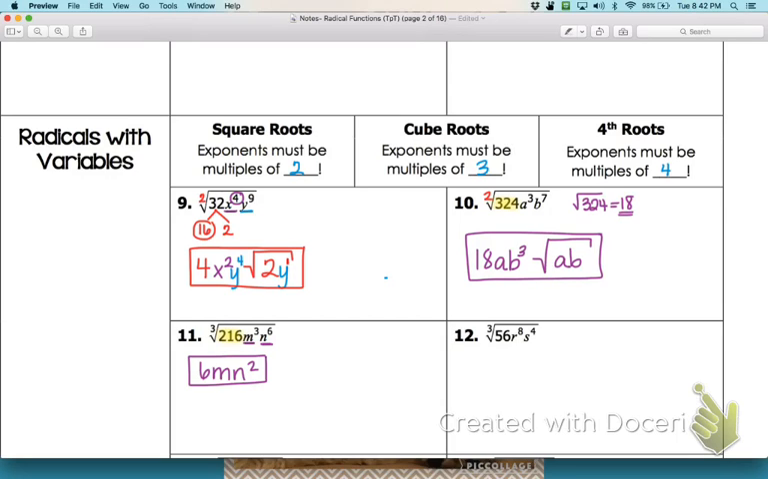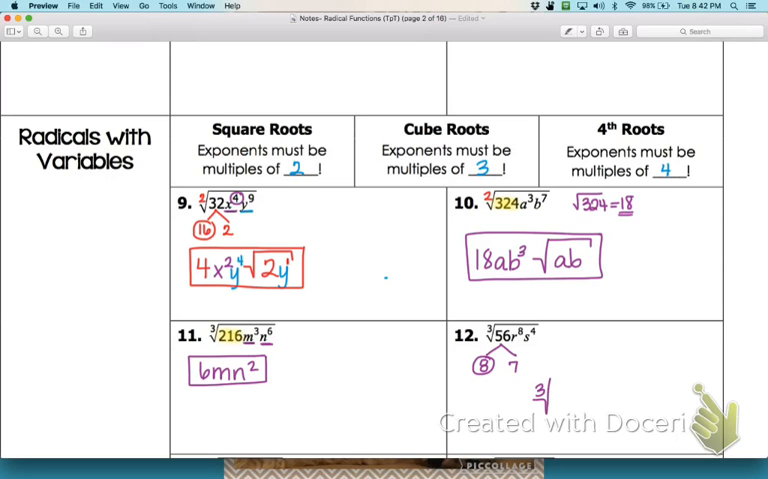Let's do one more example before we start looking at some questions. Let's look at number 12. So the cube root of 56. I need to find a perfect cube that goes into 56. Go ahead and take a second to look on your chart and see if you can find that. So what I find is 8 times 7, and 8 is my perfect cube, so that's the one that I circle.